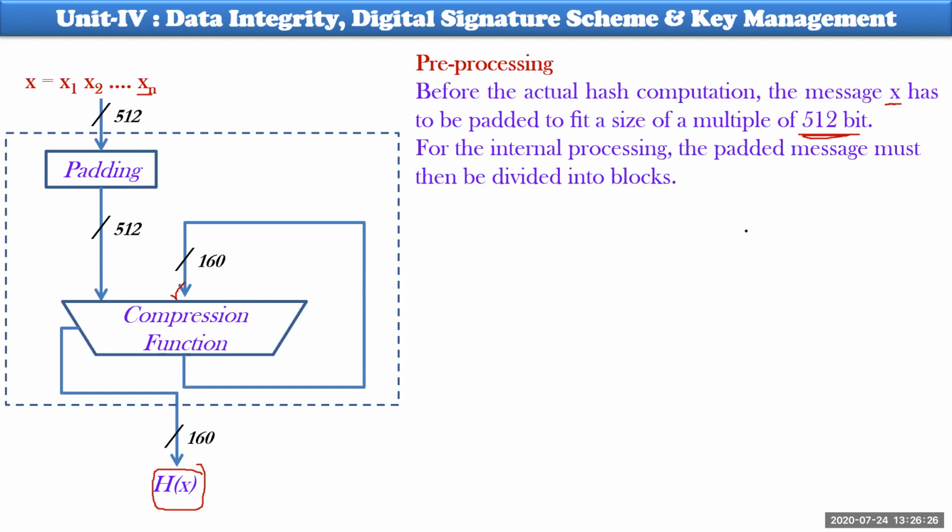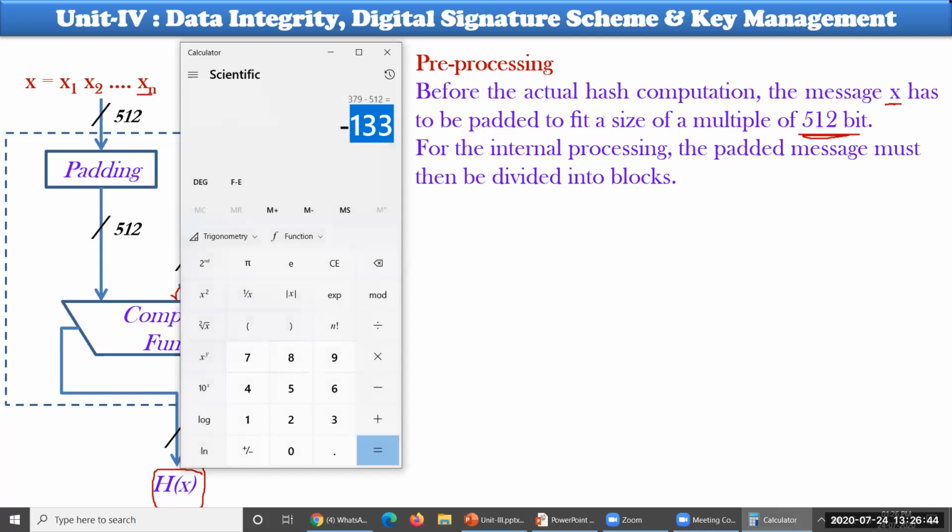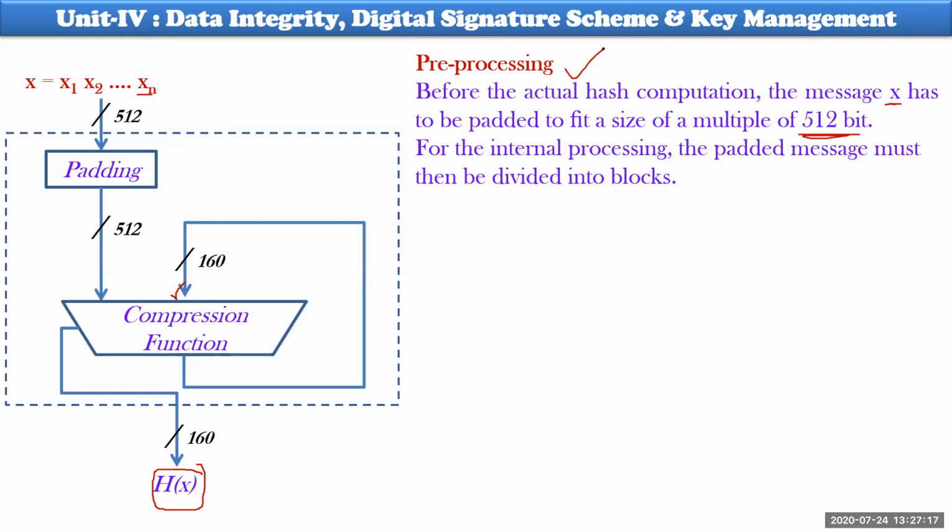In pre-processing, message X is padded to a size of 512 bits. Your message will be padded with one, then a number of zeros, plus 64 bits. The number of zeros depends on the plain text. So 512 minus 64: if your plain text is exactly 448 bits, the one followed by zeros is not added. Just the actual data followed by 64 bits. If your data is not 448 bits, then your actual data is followed by one, followed by a number of zeros, plus 64 bits. That is done in the pre-processing step.